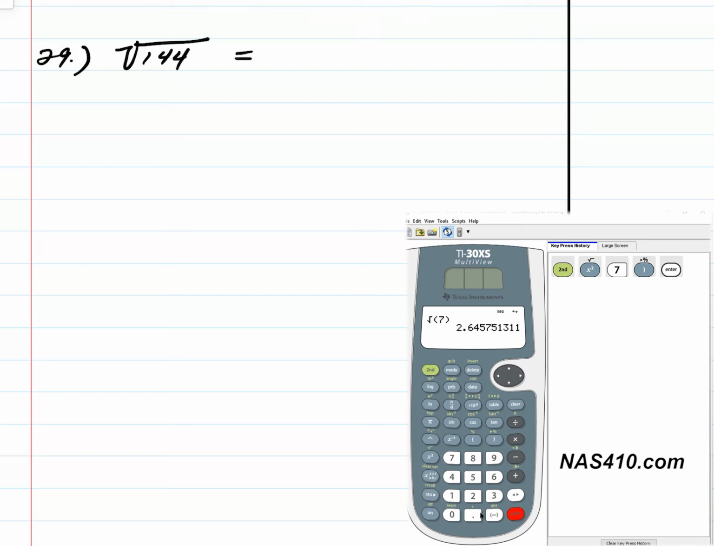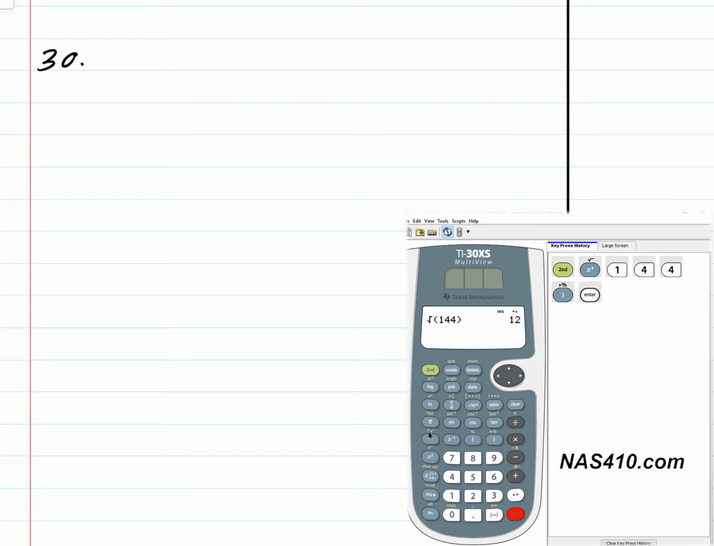Okay, 29, the square root of 144. What multiplied by itself equals 144? We're just going to do this in our calculator, guys. Let me clear this out. Okay, and so I have the square root of 144, so I'm going to push second, square root, 144, close the parentheses, push enter, and I get 12.